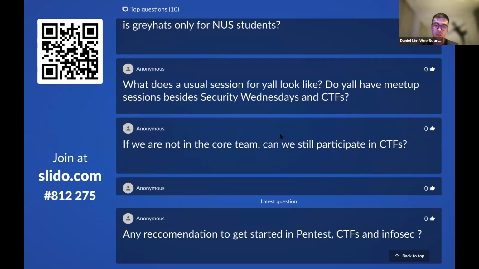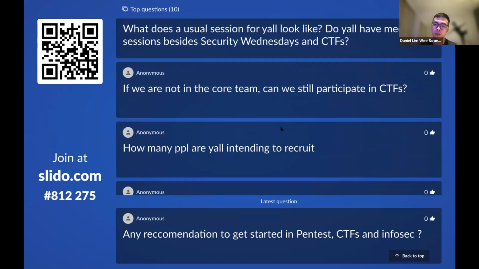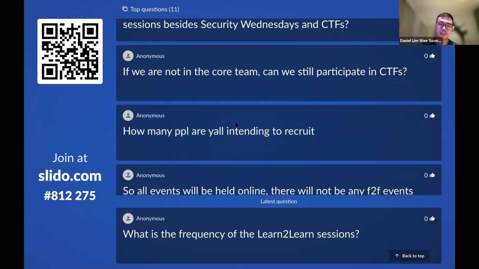If you are not in the core team, can you still participate in CTFs? I guess you mean play with us. I guess it's a bit troublesome to do that, but if you are really interested, you can let us know. How many people are we intending to recruit? We don't have a number in mind for now. Probably just see how many are good.